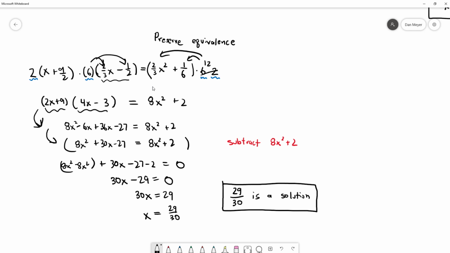So if you type in 29 over 30 into your calculator, let me do that real quick. 29 divided by 30. There's a decimal approximation for it, 0.966 repeating.